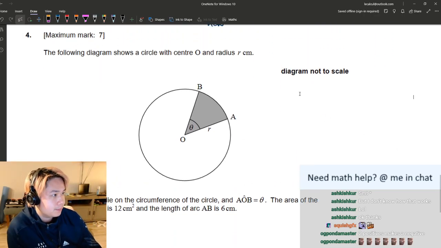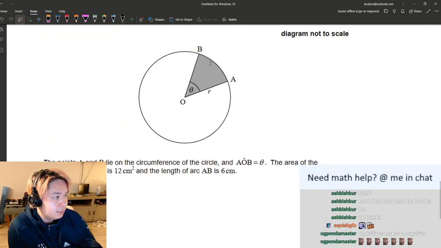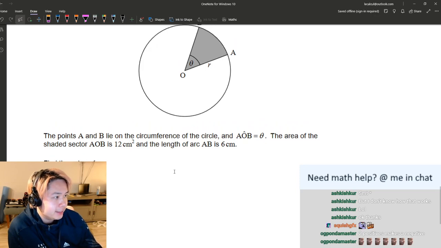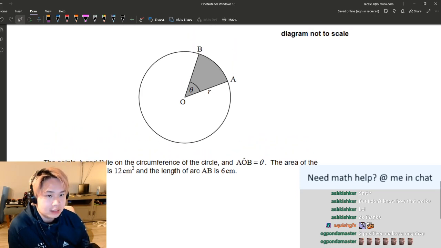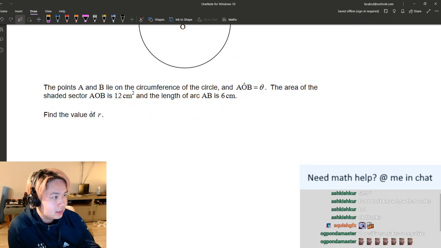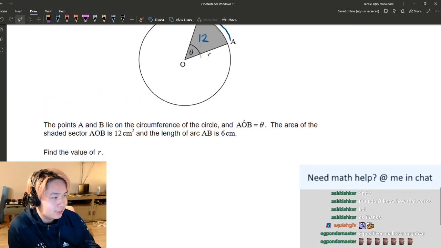Okay, what's next? We got this diagram with a circle, radius, and angle. And then the points A and B are on the circumference, okay, blah blah blah. The area is 12 and the length is 6. So the length is 6. And the area is 12. And then I probably want to find, oh, okay, the value of R.